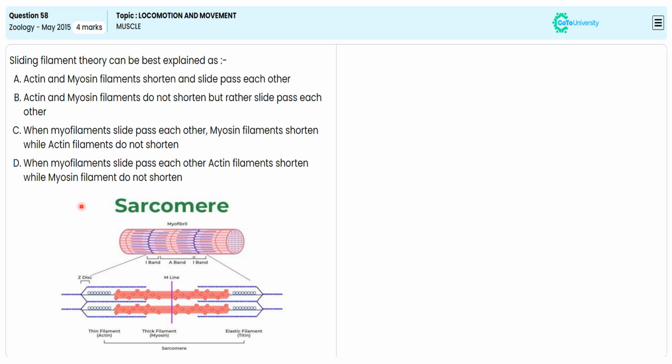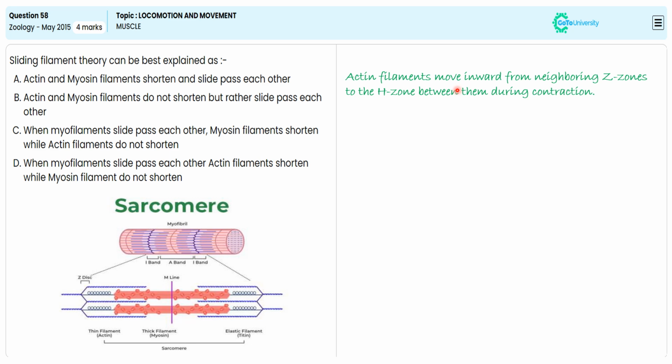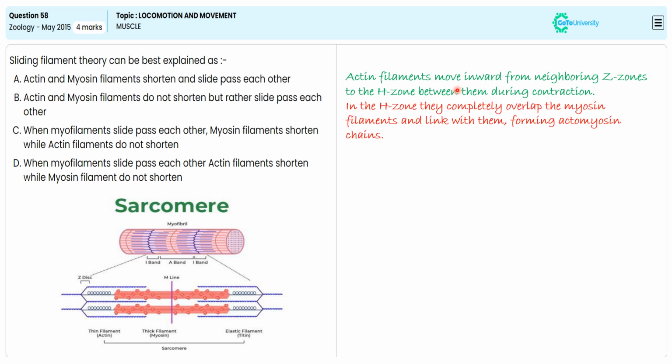What are the points we told with this picture and option? We are elaborating again so we will get better clarity. Actin filaments move forward from the neighboring Z zone to the H zone between them during contraction. In the H zone, they completely overlap the myosin filament and link with them, forming the actomyosin chain.